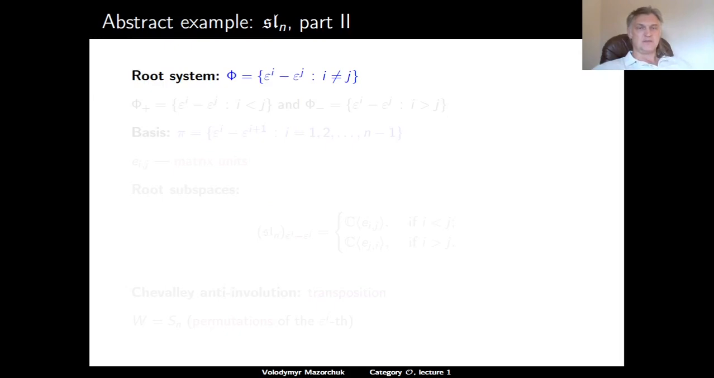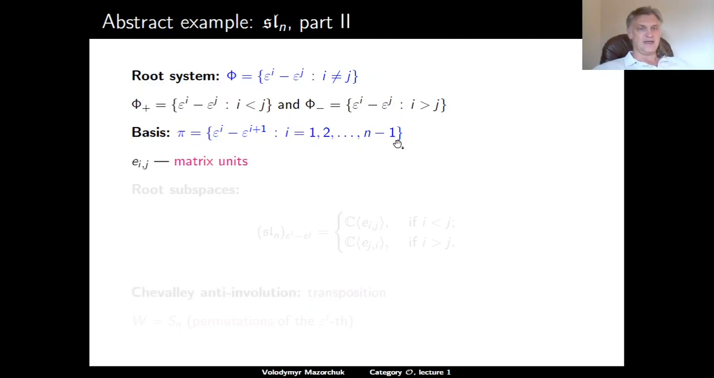So the root system of our Lie algebra SLN in this notation is given by the roots epsilon i minus epsilon j, where i and j are different elements from 1 to n. The positive roots correspond to roots where i is less than j, and the negative roots correspond to roots where i is greater than j. And the natural basis is given by epsilon i minus epsilon i plus 1, where i is from 1 to n minus 1.